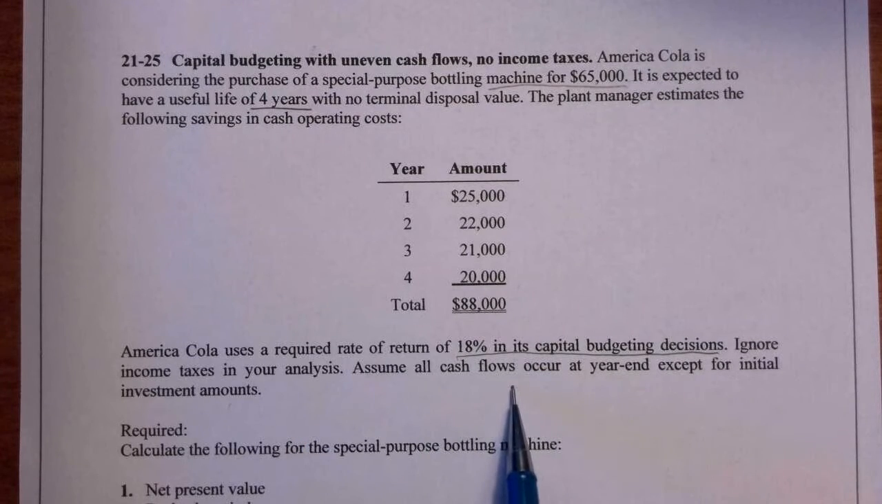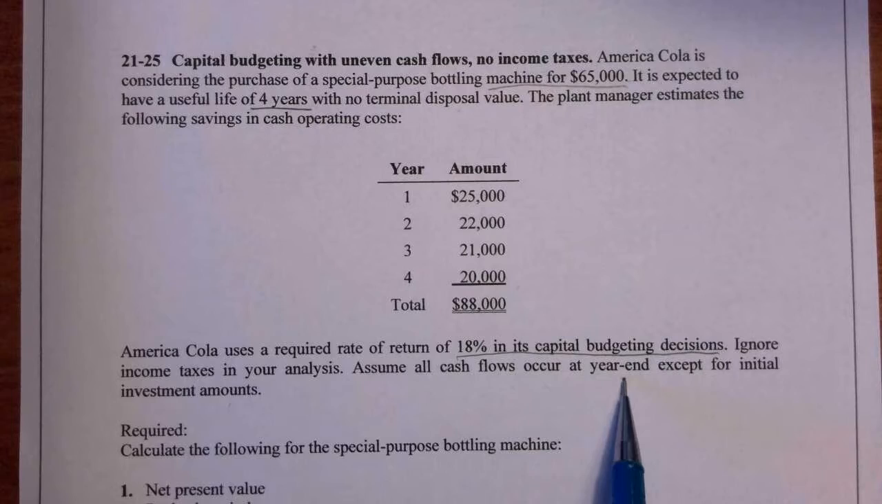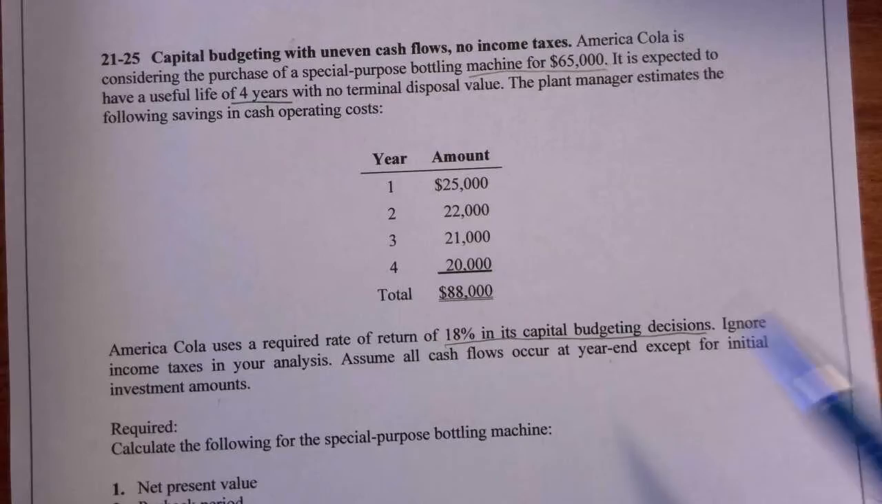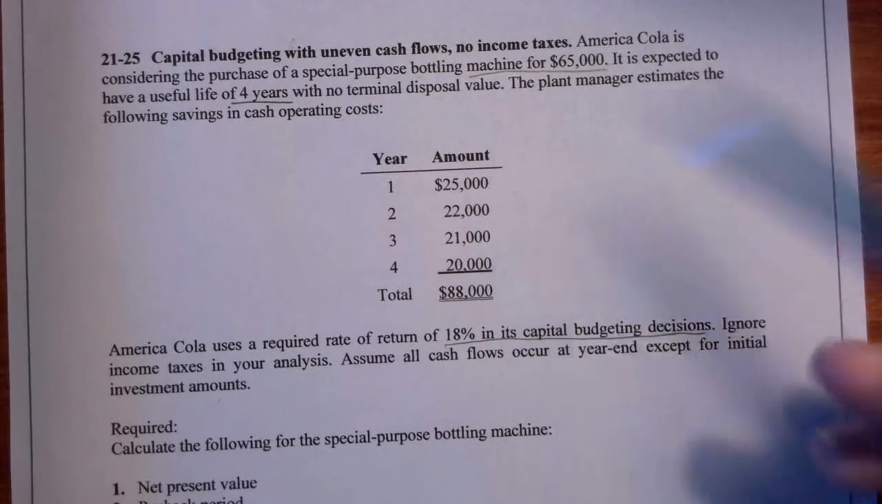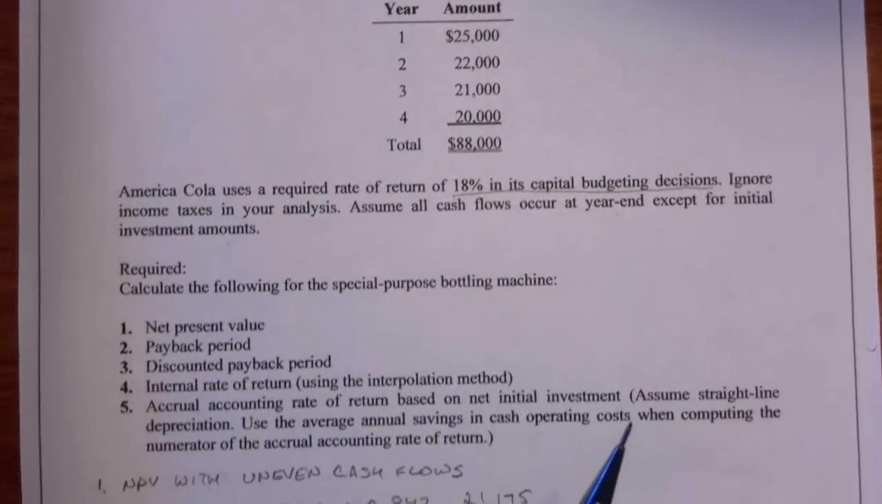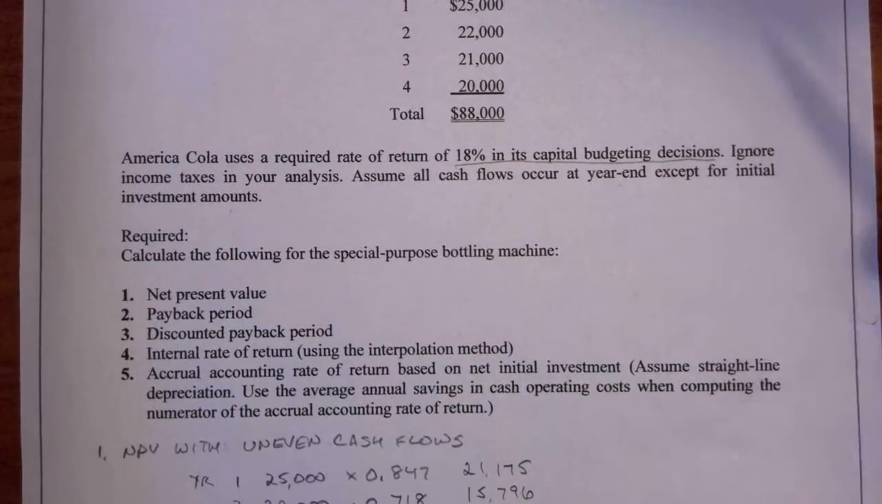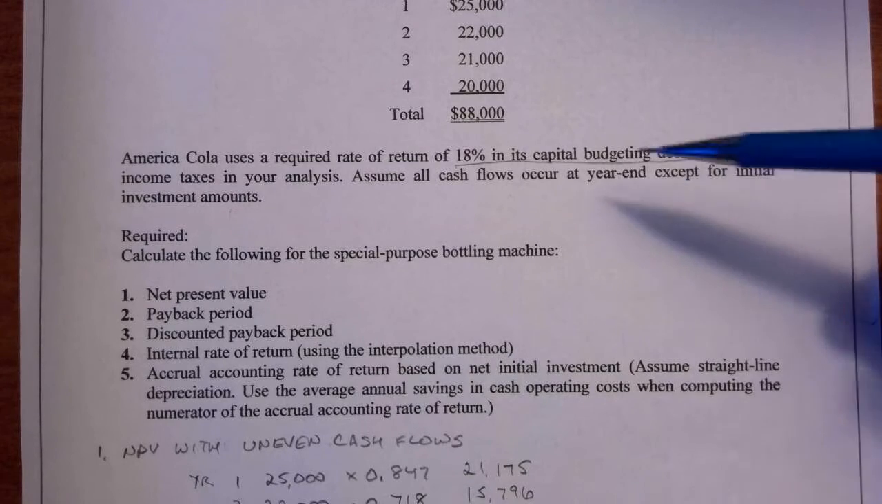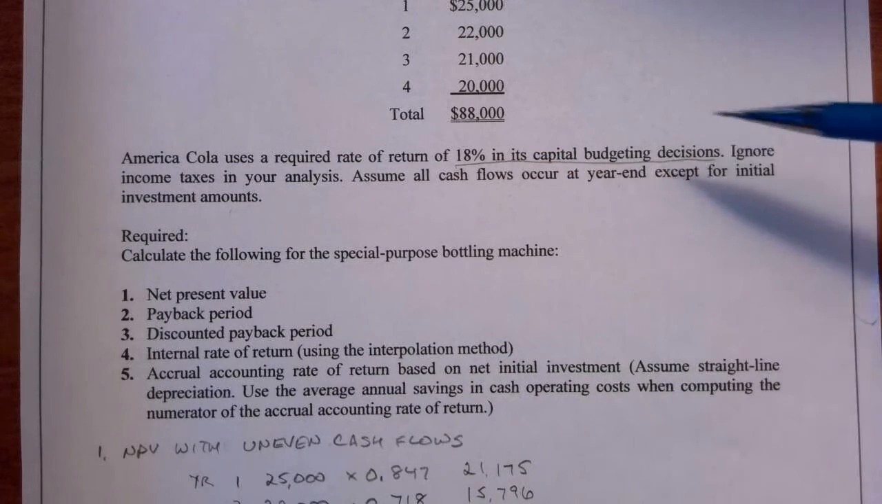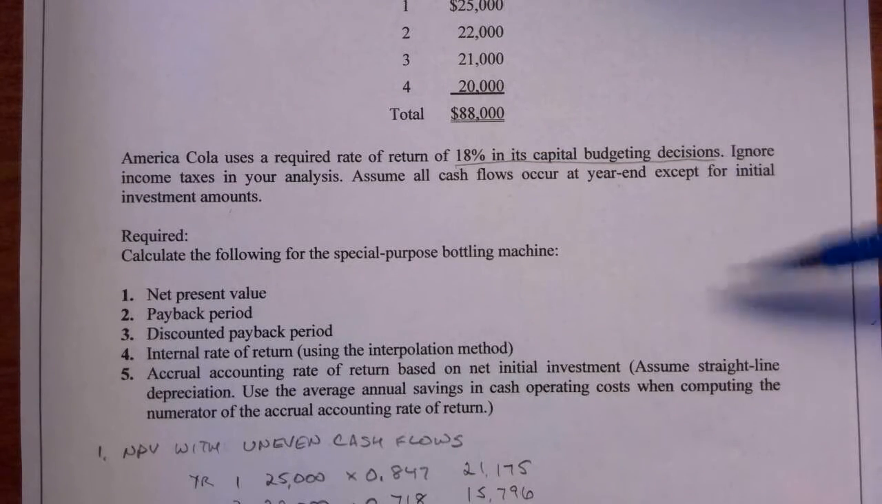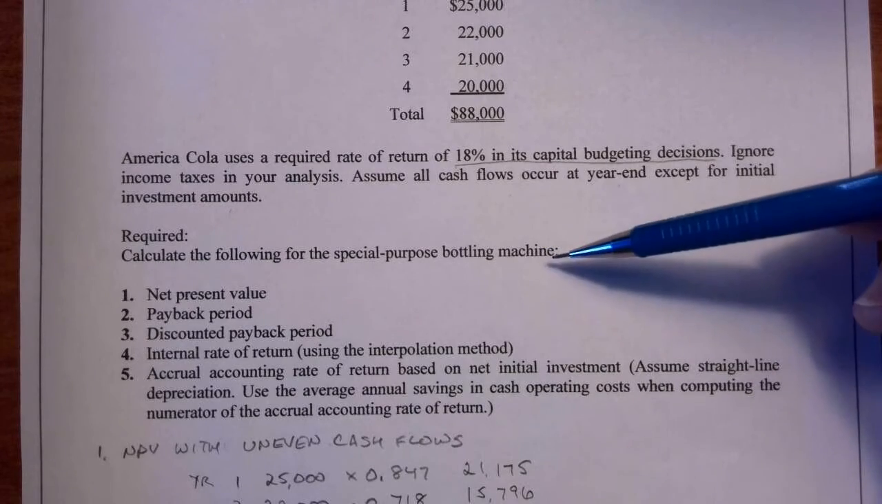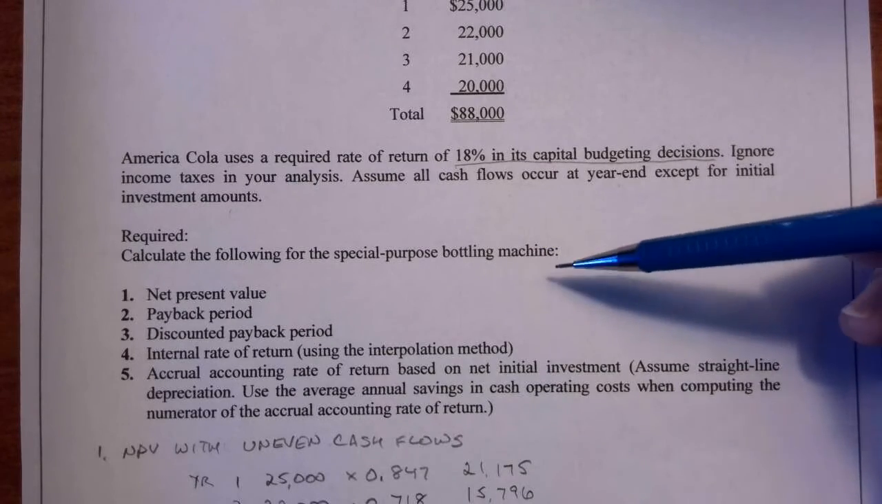Assume all cash flows occur at year end, except for the initial investment amount. Okay? So year end would be an ordinary annuity, but that doesn't help us because we've got uneven cash flows here. You can only use that when the cash flows are the same. So America Cola uses a required rate of return of 18% in its capital budgeting decisions. Okay, I just did that, sorry. Calculate the following for the special purpose bottling machine.